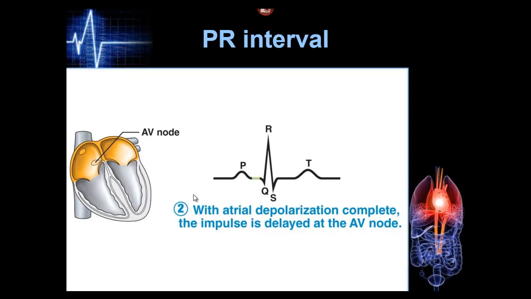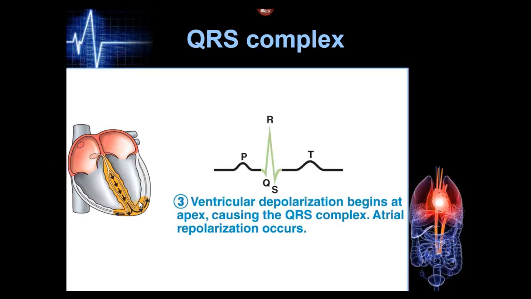Now this diagram goes pretty detailed. Look, it's actually showing now the signals reach the AV node. And see this little delay I was telling you about, between here and the bundle of His, there is a delay. And that's a good thing because it allows blood to flow into the ventricles.